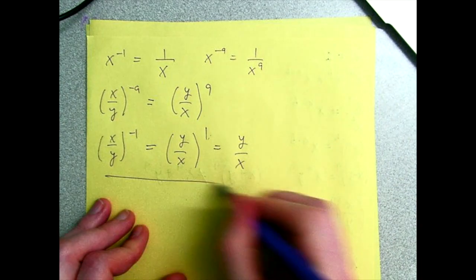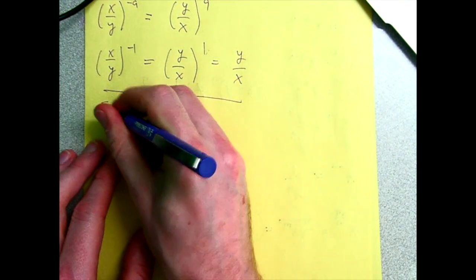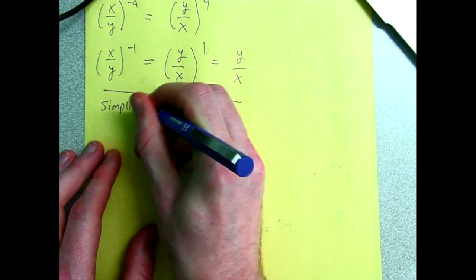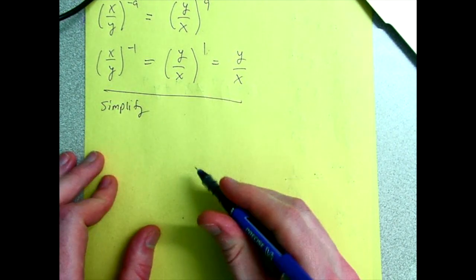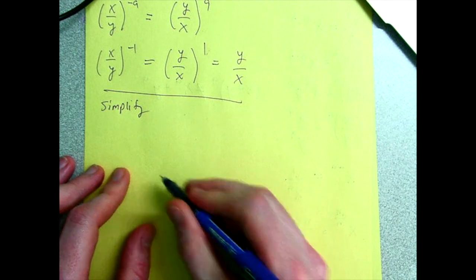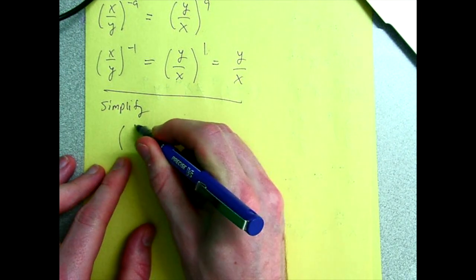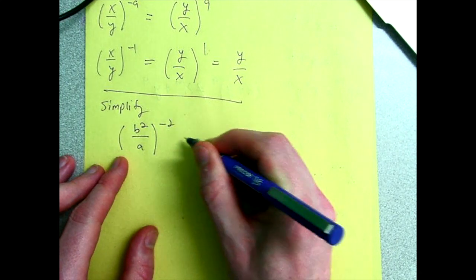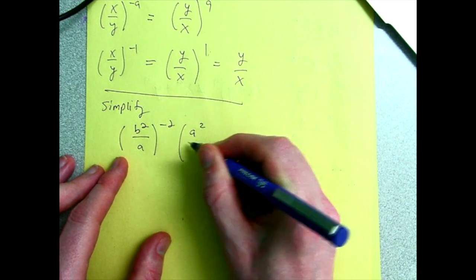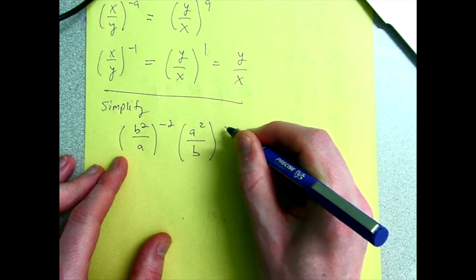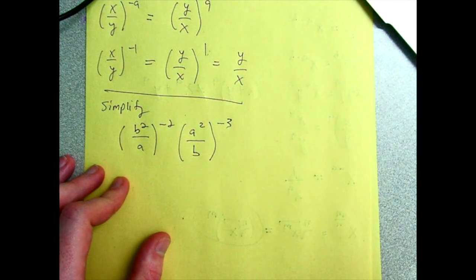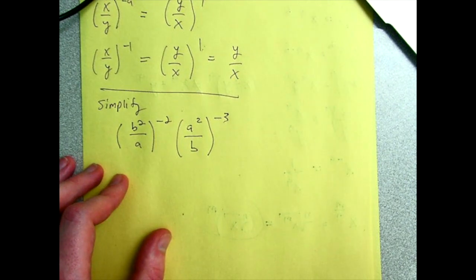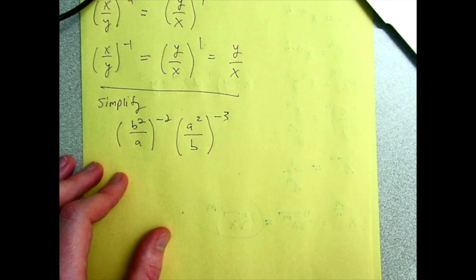Let's simplify. So here's our first example. Let's simplify the following expression. B squared over a to the negative 2 times a squared over b to the negative 3. This is kind of a nightmare, but we're going to make it as simple as we can.